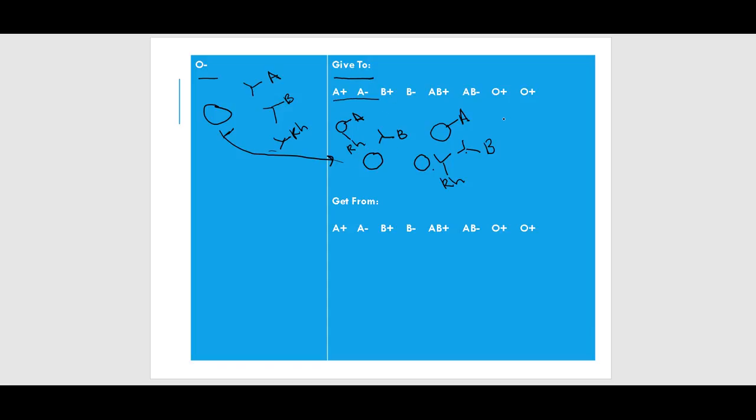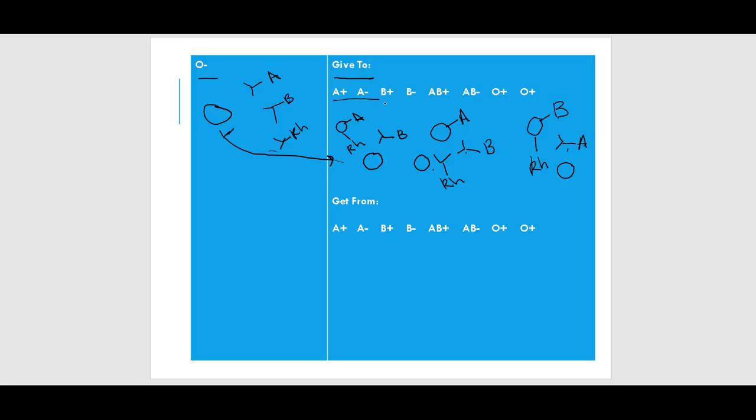Let's look at B positive. B positive blood has the B surface antigen and the Rh surface antigen. And it has antibodies against A. So if we put that O negative red blood cell here, would we have a problem? No. This antibody is not going to find an antigen. There are no antigens present on O negative blood.